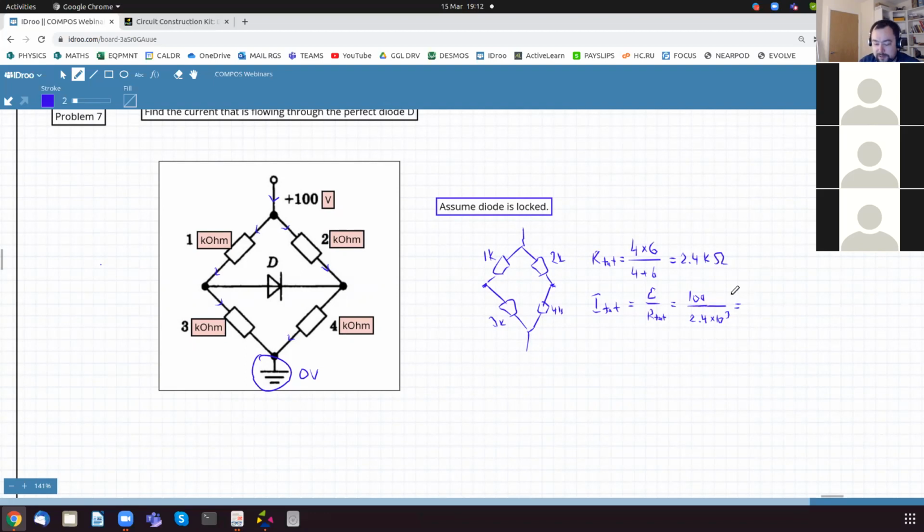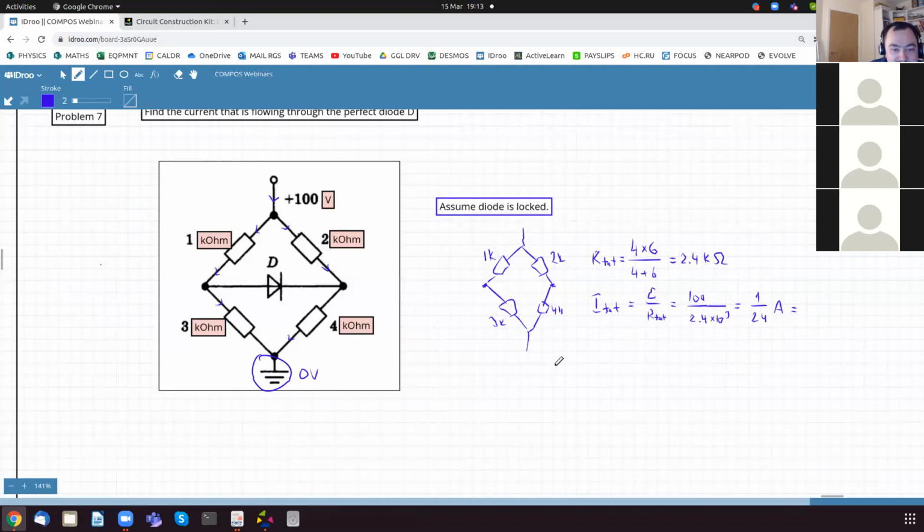It's not very nice, is it? 100 divided by 2,400. 1 on 24 amps. In A levels, they hate it if you do it like this. So you would give the answer in decimals. This is not a correct answer, especially if you're doing A levels.